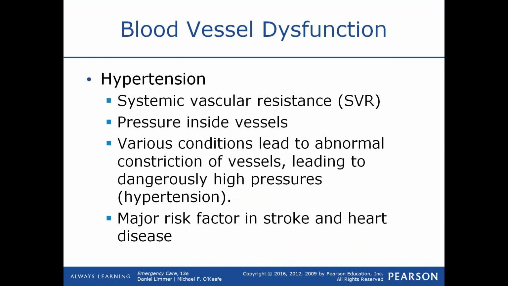Now, hypertension is seen when the vessel size narrows. Remember, we had said that the blood vessels will constrict or dilate in response to keeping the pressure up in the system. Now, there are various conditions that are going to lead to abnormal constriction of the vessels that will lead to dangerously high blood pressures, which we call hypertension.